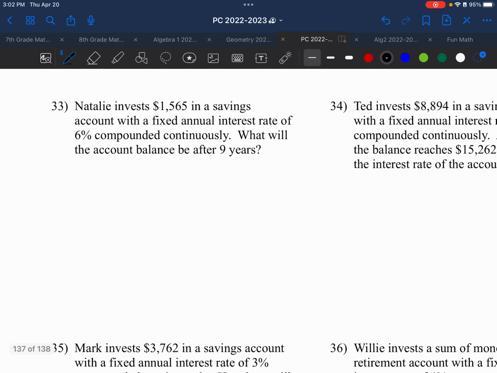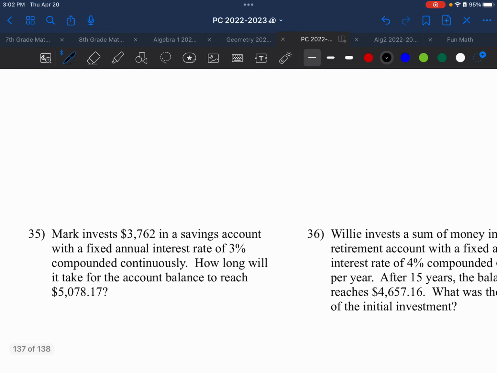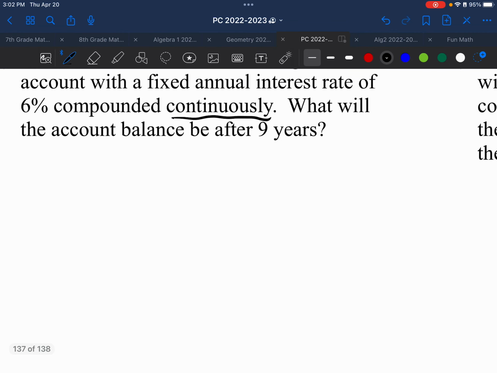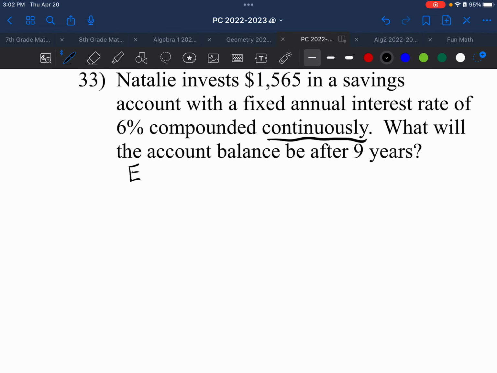Okay, all of these are pretty straightforward calculator questions. Just know the difference between when it says continuous versus when it says compounded 6 times. If it's a number of times, it's a little bit harder of a formula. This is an easier formula. I'll just write it once. The end is equal to the start times e to the power of interest rate times time. So I'm going to say r times t. Good enough. So our start amount is 1,565.